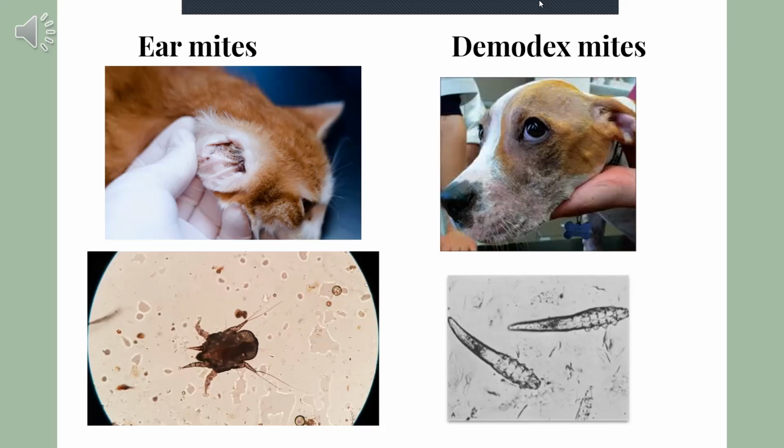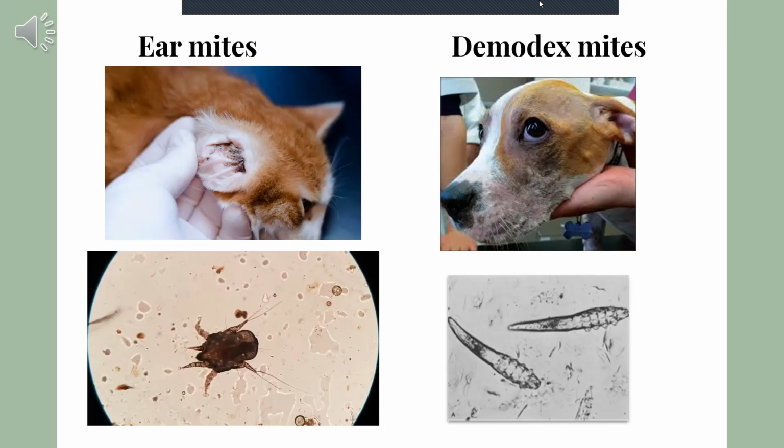Ear mites and demodex. Ear mites are big problems in many kitten populations, especially in shelter settings. They look like coffee grounds in the ear canal and are super itchy. There may be evidence of scratching and scabs all around the ears where the cat has been trying to relieve its itch.